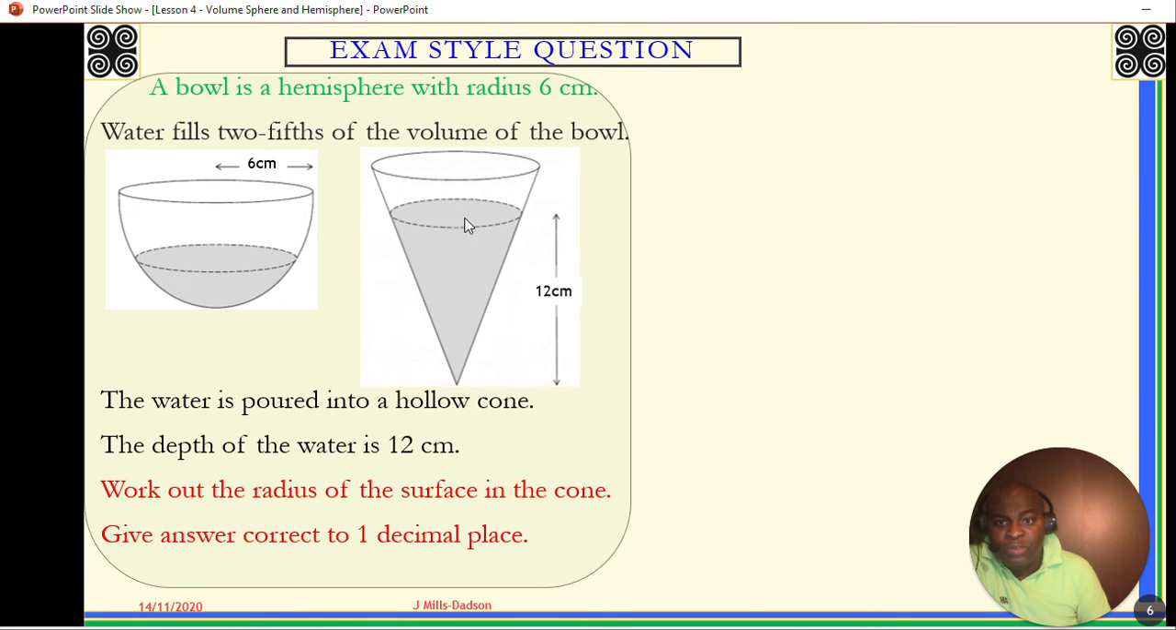So we need to work out the radius of the surface of the water, because the water forms a cone shape inside the cone. We want to find the radius of the surface. I'll answer in 1 decimal place.